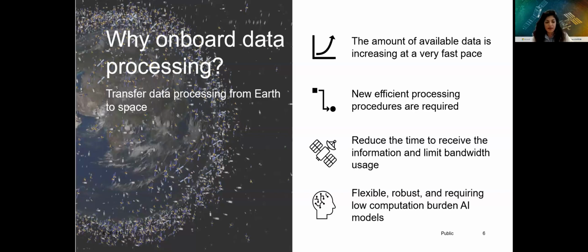Yeah, sure. And yeah, so in this sense, the innovation in the context of onboard data processing is represented by moving data processing from Earth to space. And this because remote sensing is developing so fast that data are becoming increasingly diverse, and also the amount of available data is increasing at a very fast pace.